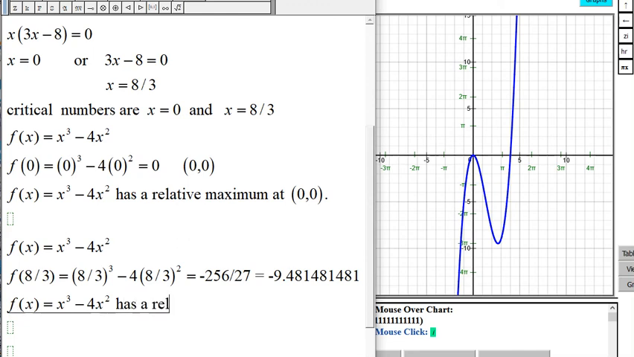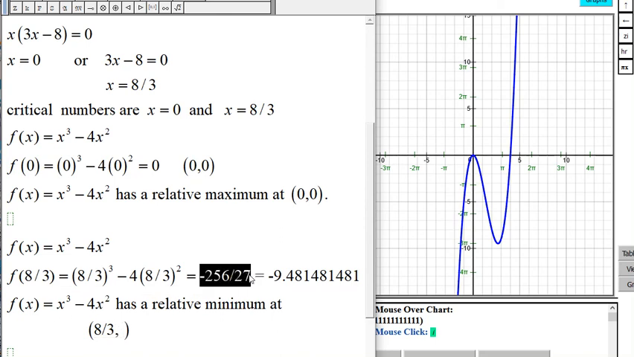And so we say that this function right here has a relative minimum at the point 8/3, negative 256 divided by 27. And once again, we call this a relative minimum because the graph does not have a minimum. Because the graph here will go down forever.